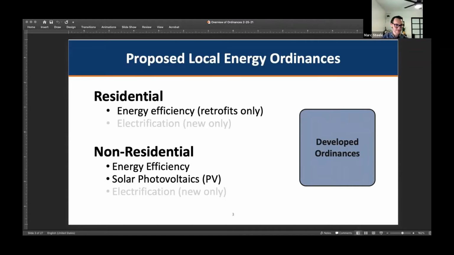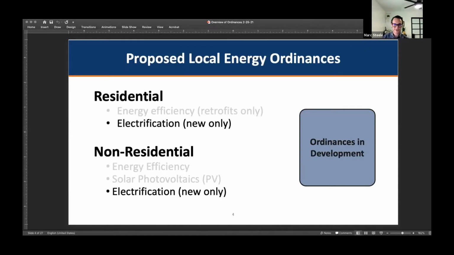And then of these ordinances, there are some differences in where they're at in the development stage. The residential retrofit energy efficiency ordinance, as well as the first two non-residential ordinances, have already been drafted by the city and are in review. Whereas the two electrification ordinances, both the residential and the non-residential requirements for new construction, are in the development stage.